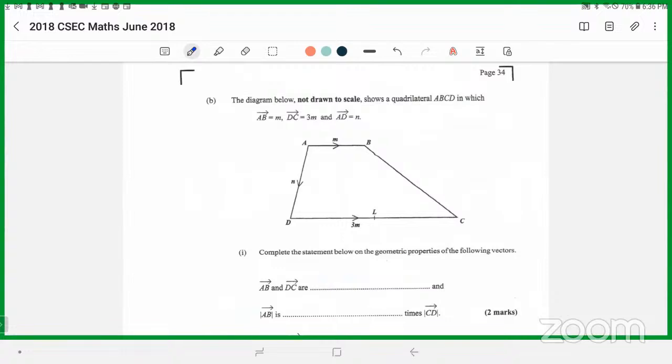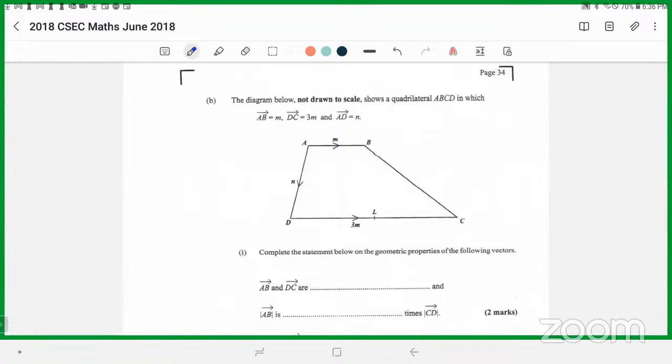All right, this question said the diagram below, not drawn to scale, shows a quadrilateral ABCD in which AB is m right here. It's a quadrilateral, it has 4 sides. It says DC is 3m. Since these two are in terms of m, it means they are parallel. Just that this now is 3m and this is m. And then it gives us AD right here is n, coming down this way. So it's a finding-where-around-the-diagram kind of question.